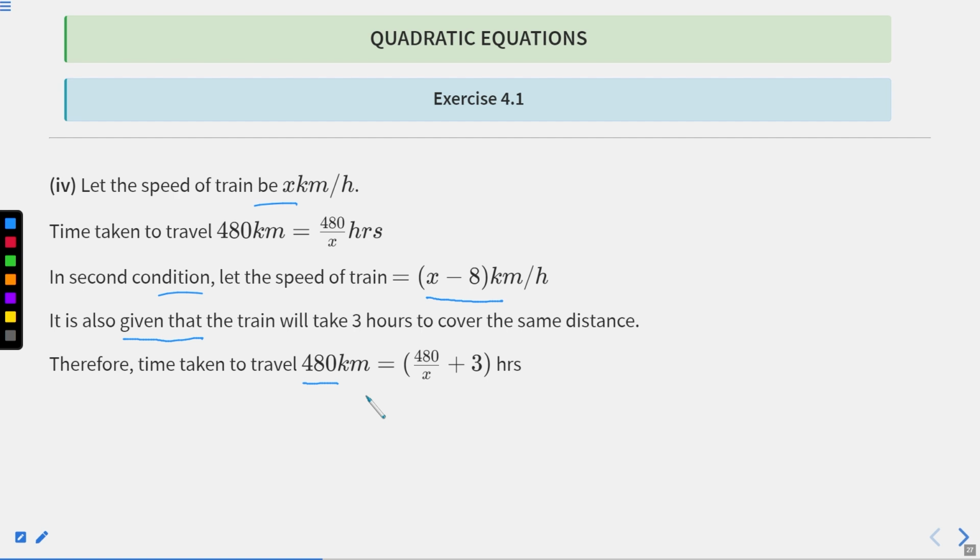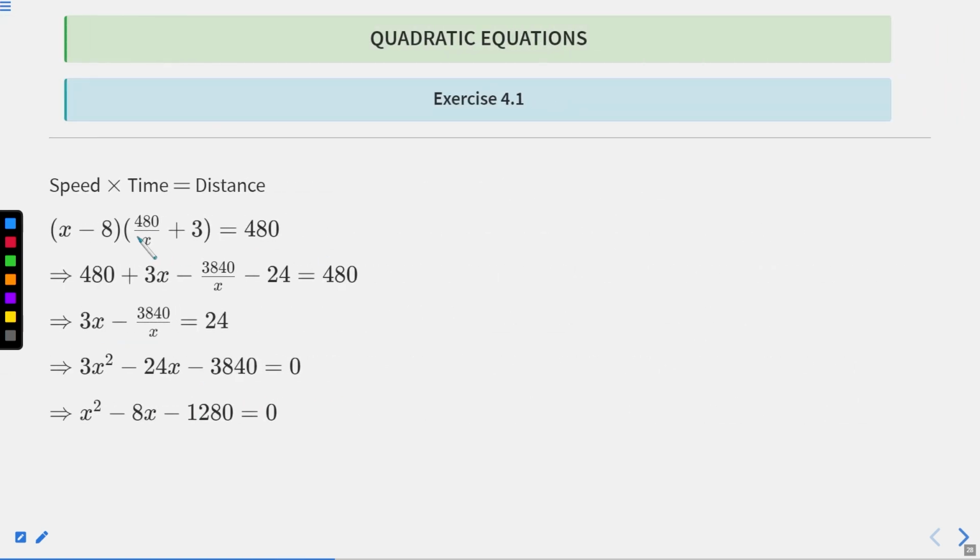Now we know speed into time is equal to distance. We have studied this formula in physics. Here the speed is x minus 8 km per hour, the time taken is 480 divided by x plus 3, and the distance is 480 km. So x minus 8 times 480 divided by x plus 3 is equal to 480.